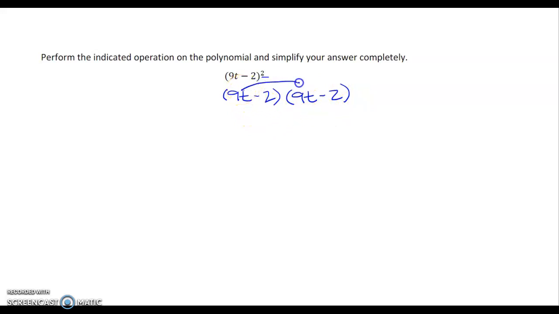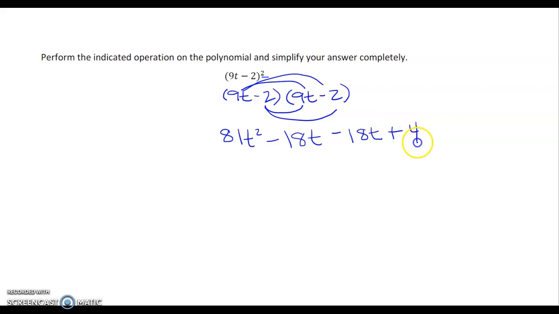So we've got to FOIL them, so we've got to do 9t times 9t, 9t times negative 2, so we distribute basically to both. So 9t times 9t, we get 81t squared minus 9t times negative 2, we get negative 18t. Now we'll do the bottom. Got to distribute this negative 2 into both, so negative 2 times 9t, negative 2 times negative 2. So negative 2 times 9t, we get negative 18t, and then negative 2 times negative 2, we get plus 4. Okay, so we're just FOILing them out.